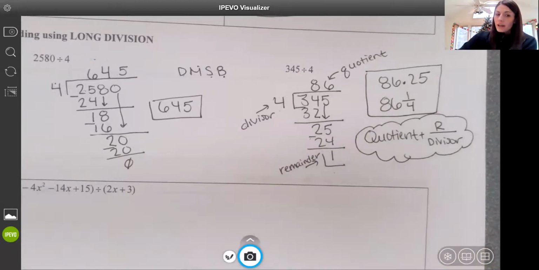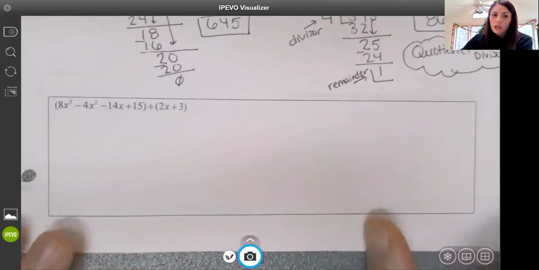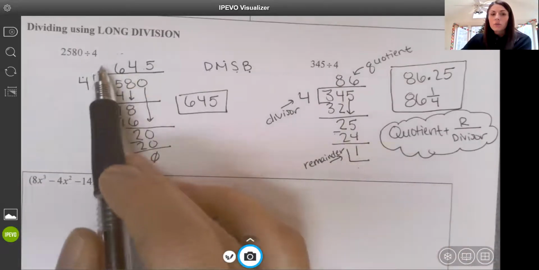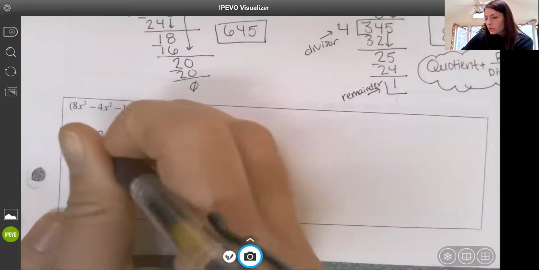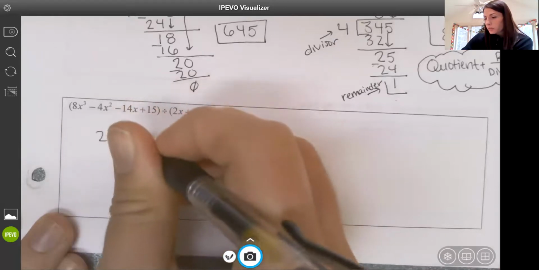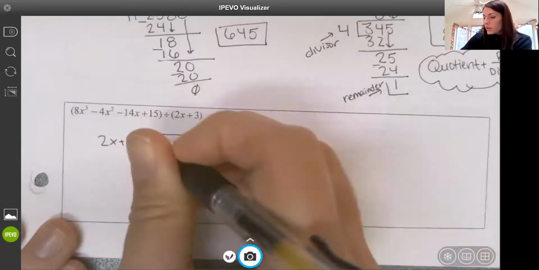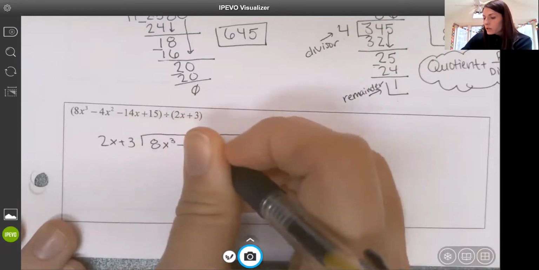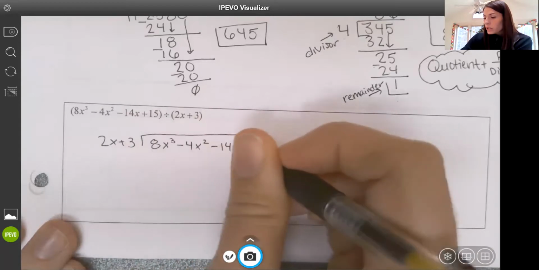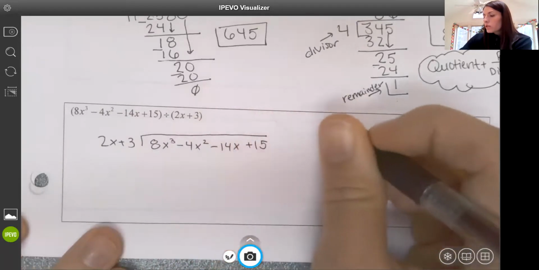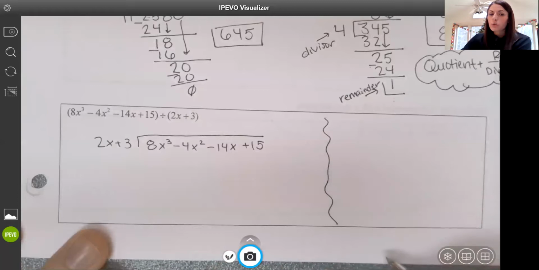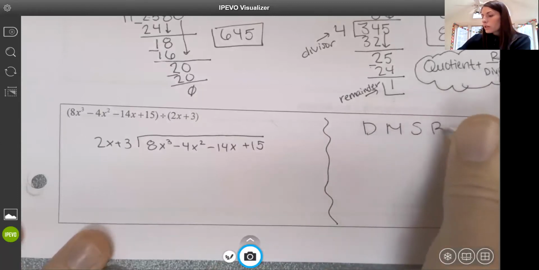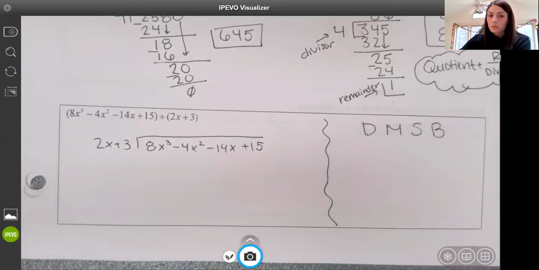Okay, so now let's dive into some polynomial long division. So here's my divisor, just like here, the term that comes second, that's what I'm dividing in. So I have 2x plus 3 out front being divided into 8x cubed minus 4x squared minus 14x plus 15. And what I do is I put a little squiggly line and I'm going to do my work over here. We're going to follow the same pattern. Divide, multiply, subtract, bring down.